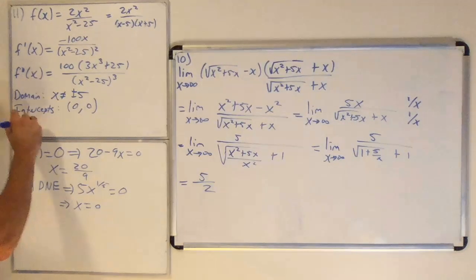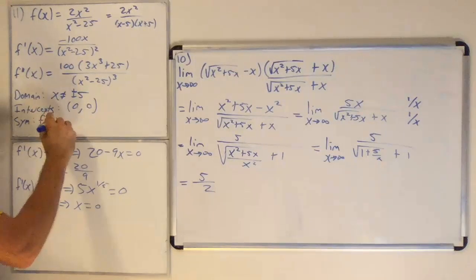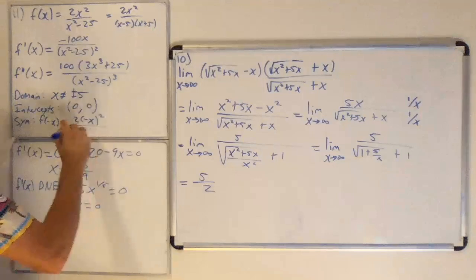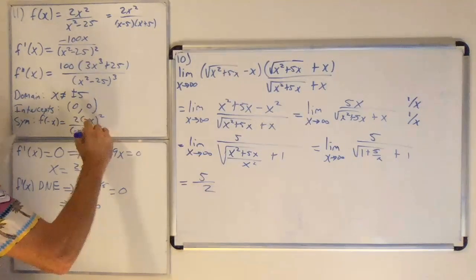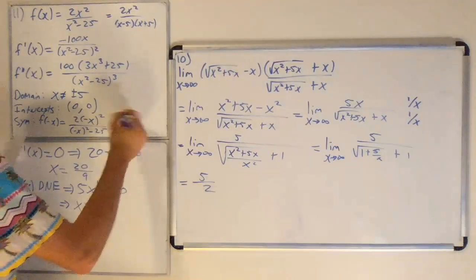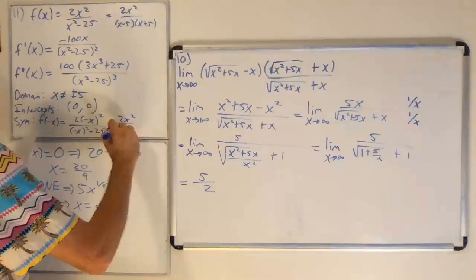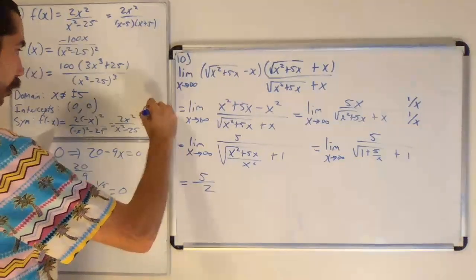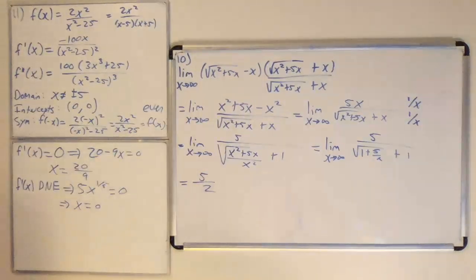Symmetry. So we evaluate f of negative x. That's 2 times negative x squared over negative x squared minus 25, which is 2x squared over x squared minus 25, which is f of x. So it's even. We're symmetric about the y-axis.